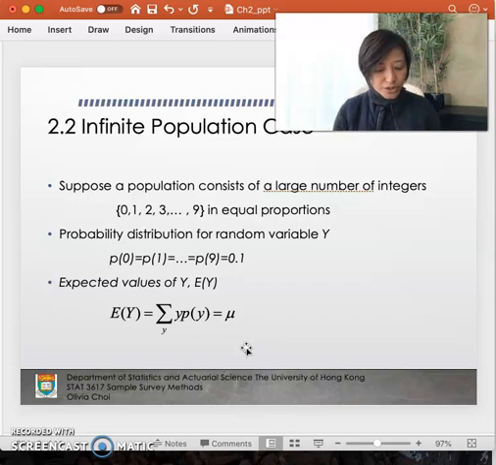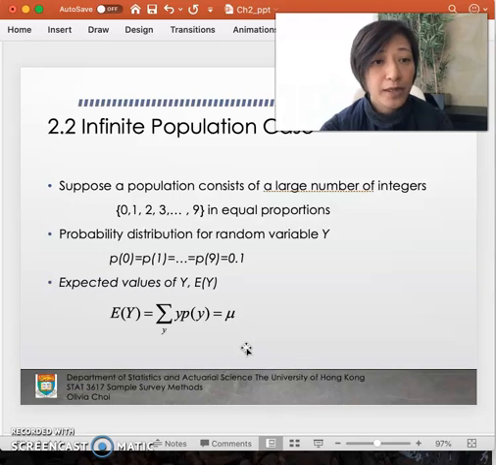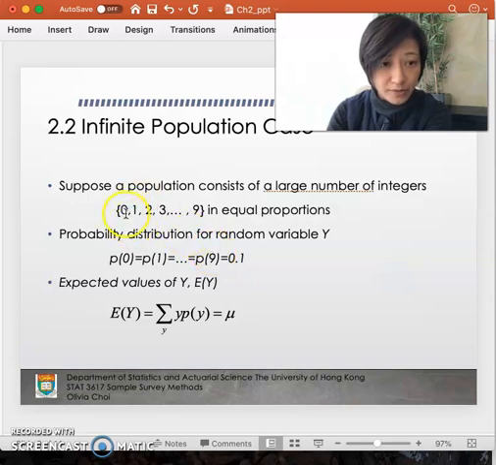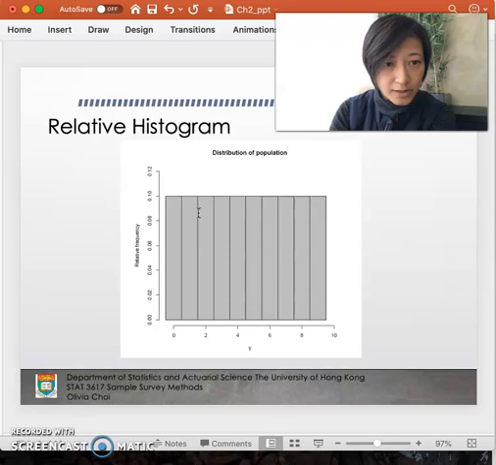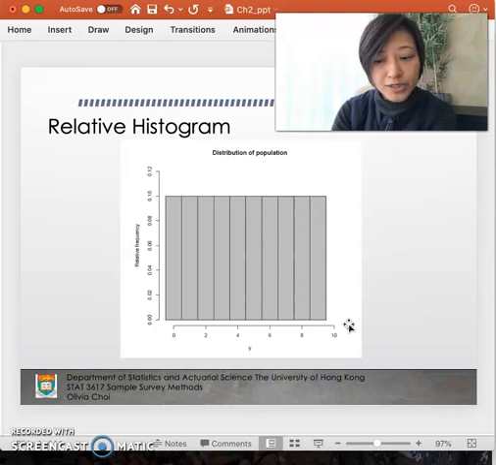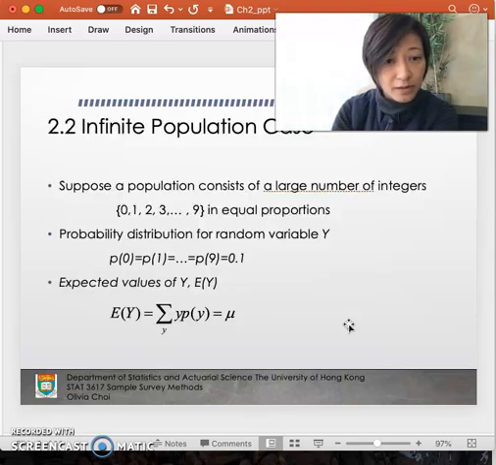In statistics, usually in statistical theory, we would assume the population is of infinite size. So let's look at this example. Suppose we have a large number of integers in our population. Let's go from 0 to 9. Look, this is a relative frequency table of the population from 0 to 9. If we randomly choose any integer between 0 and 9 with replacement, that means every time I choose an integer, it would have a probability of 0.1 to be chosen. So this would be an infinite population case if I choose any number with replacement.